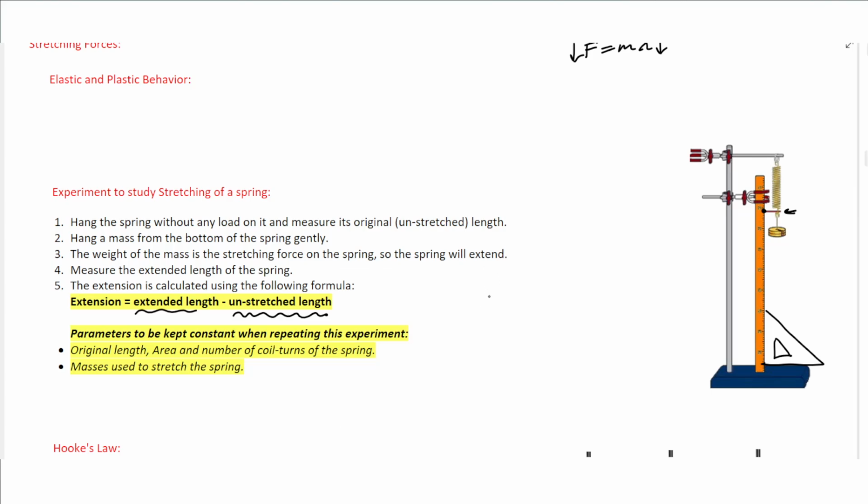You can write it as x, the extension, is equal to the new length L minus the original length L naught or L0. In this experiment, you are required to mention several precautions: using a set square to make sure the rule is vertical, looking perpendicular to the scale, or using a pointer to show the reading, and placing the rule as close as possible to the spring.